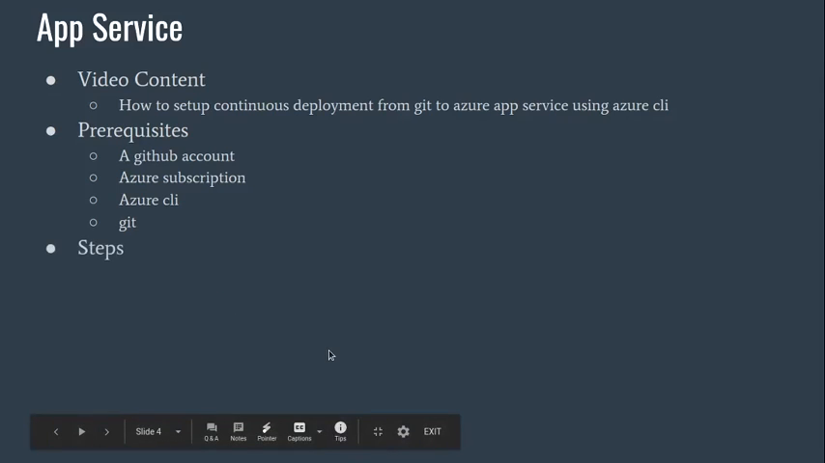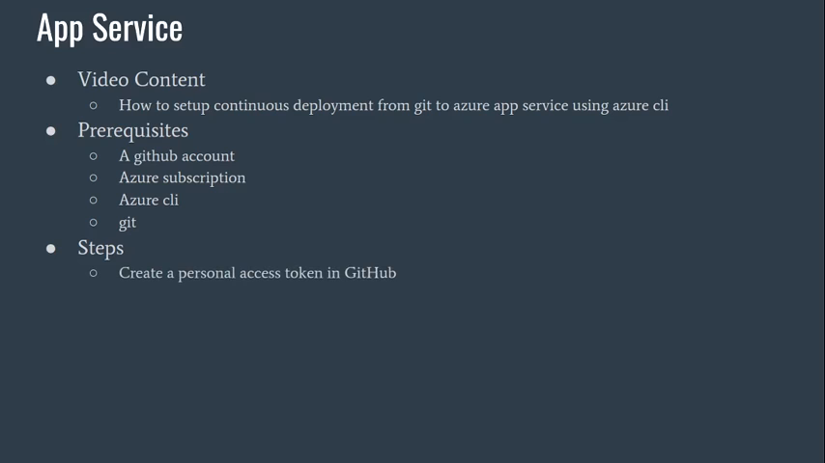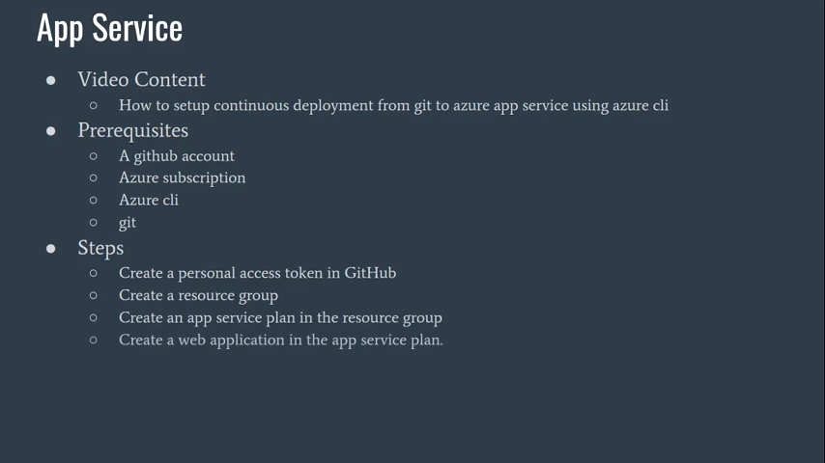Let's have a look at the steps we are going to follow for setting up continuous deployment. First, we will generate a personal access token in GitHub. Then, we will create a resource group at a specific location. Once the resource group is created, we will create an app service plan in the resource group. Once the app service plan is created, we will create a web application. Now, we will do the required configuration to deploy from a specific Git repository using the GitHub Personal Access token.